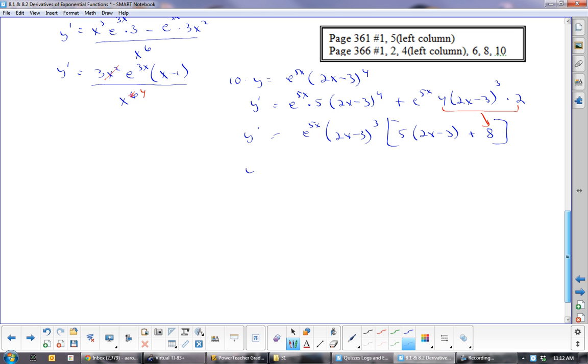And then I can now just tidy that up a bit. e to the 5x times 2x minus 3 to the third. Now that would be 10x minus 3 plus 8, or 10x minus 15 plus 8, 10x minus 7. No, oh, sorry. Y prime.